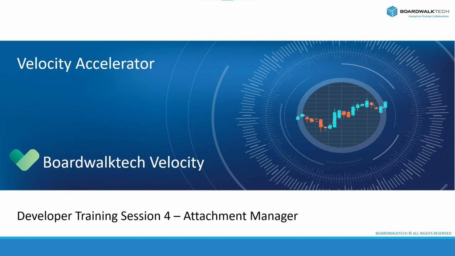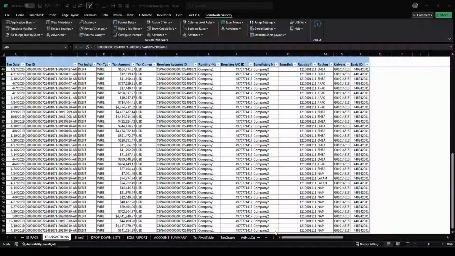In Velocity, we can add an attachment manager to a cuboid. We can save attachments for a row or cell of the cuboid. The attachment manager is a cuboid that keeps track of all attachments made to the cuboid it has been set up for. Every attachment manager works with a single cuboid and has a rule associated with it.